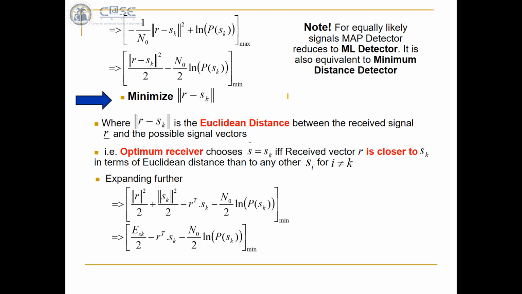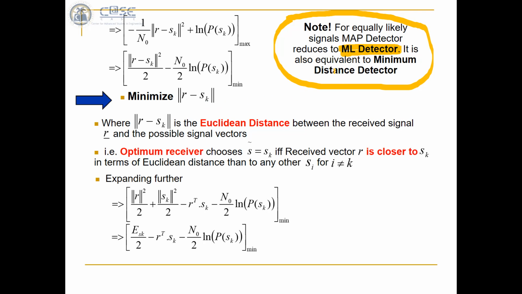We conclude an important result at this point, and which is expressed here, that the map detector reduces itself to maximum likelihood detector for equally likely signals. That is, when we assume that all signals are equally likely, then this probability term will appear to be a constant term, and it will not influence the maximization or minimization rule. So we remove all those terms that do not influence the maximization or minimization rule, and we are left with this term only, which is nothing but the calculation of Euclidean distance between R and all possible signal vectors Sk, where k varies from 1 till capital M.